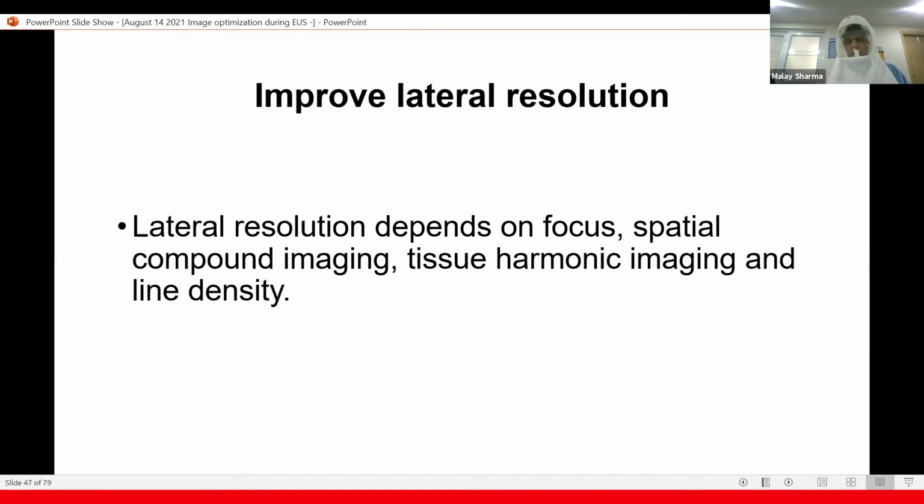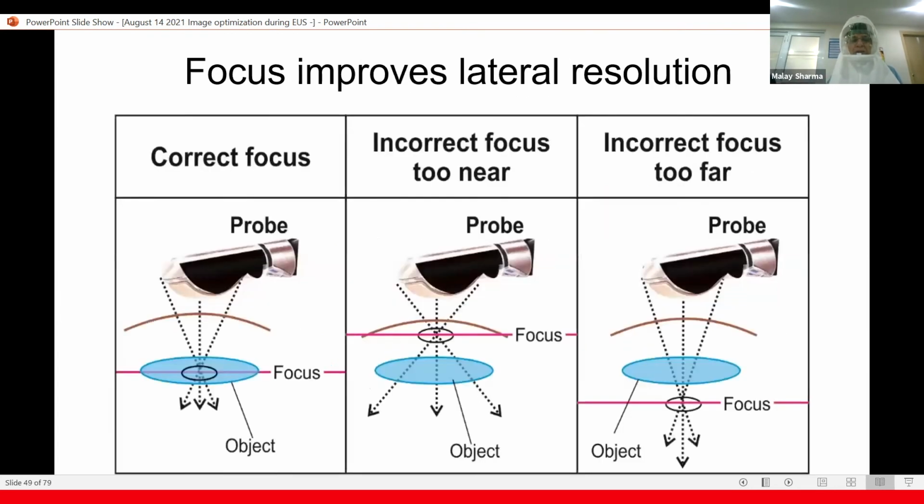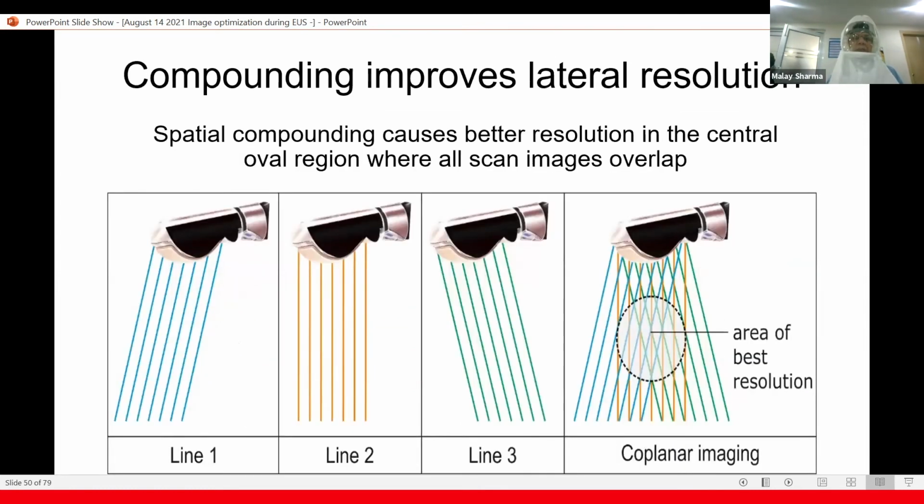I am just throwing in these bits, and hopefully by evening people will have a better picture of overall what we want to show, how we improve axial resolution, how we improve lateral resolution. I just want to say that the elements form a wave and the waves are focused, like 5 people speaking continuously towards one focus, as in this mic. And this is the focus that is the best site of lateral resolution, and we'll keep on improving this focus.